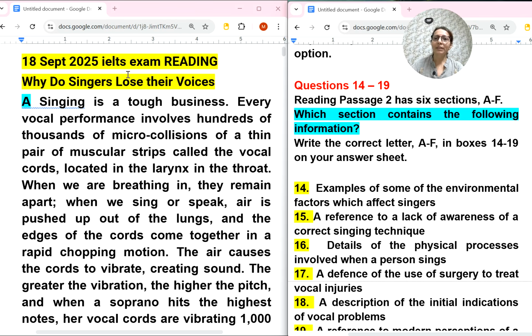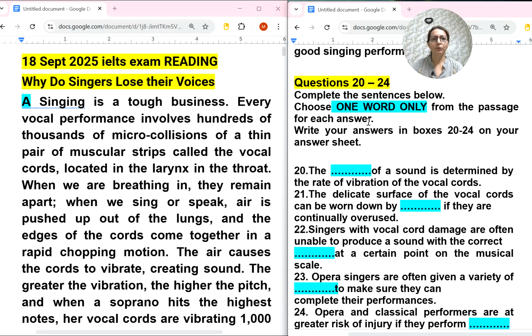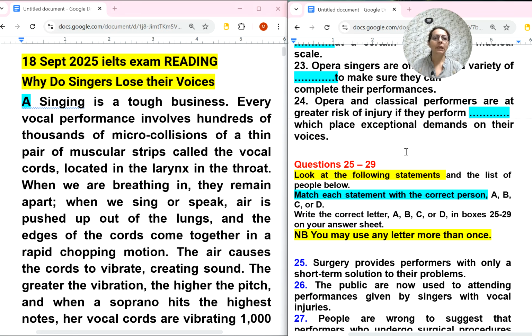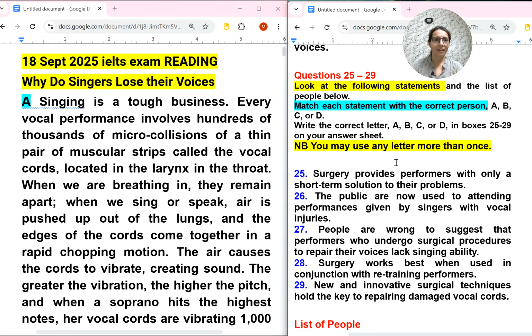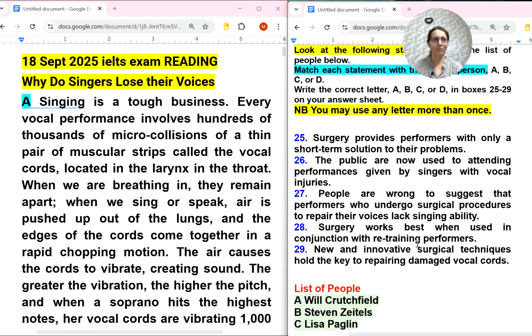After reading the title of the reading passage, of course I will see the type of questions we have. Which section contains the following information? The second type of question here is fill in the blanks, one word only. So the option is one word. The third type of question here, again, I can see a list of people.